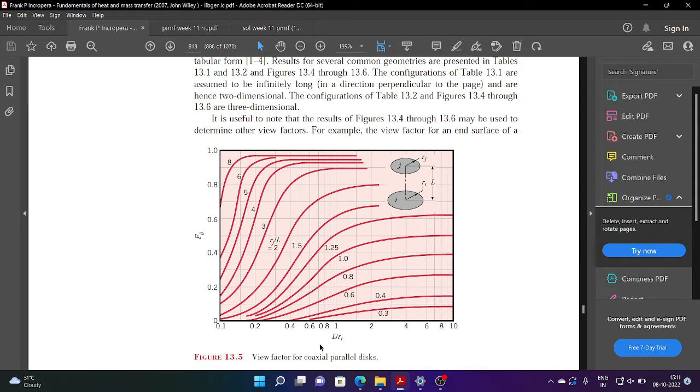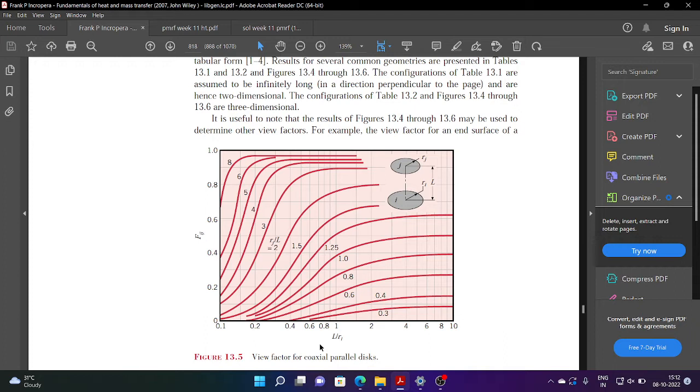So my R by L value is 0.25 here. That means we have to search for a curve having the R by L value of 0.25, and then we need to look for the view factor value from the y-axis.